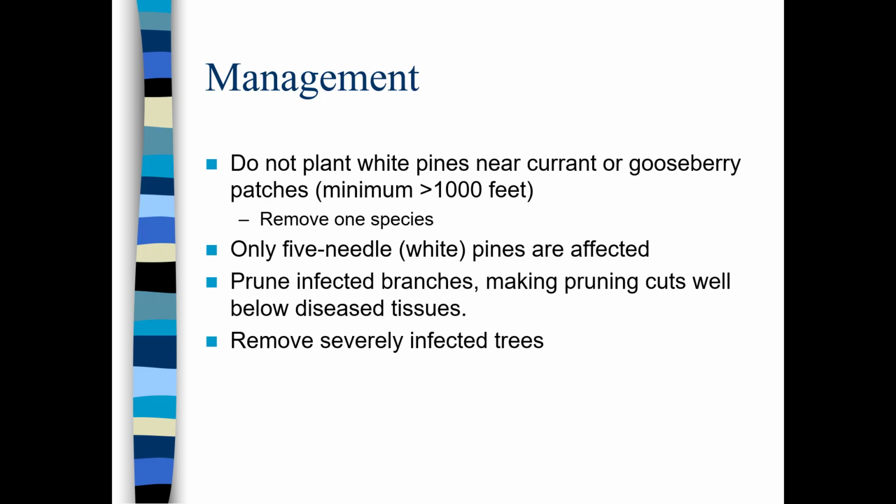So management includes not planting white pines near currant or gooseberry patches. There has to be a minimum of greater than 1,000 feet, and so you need to remove one species. And of course there's so few western white pines anymore, I would go with removing the ribes. Again, remember the 5 needle white pines are the only ones affected. You can prune out infected branches, making pruning cuts well below diseased tissues. You need to remove severely infected trees.